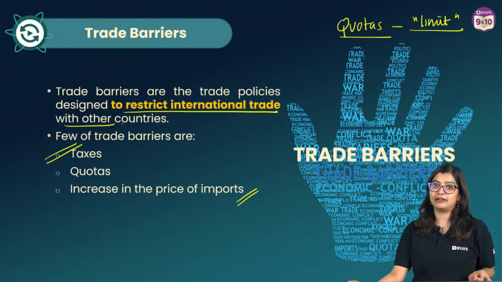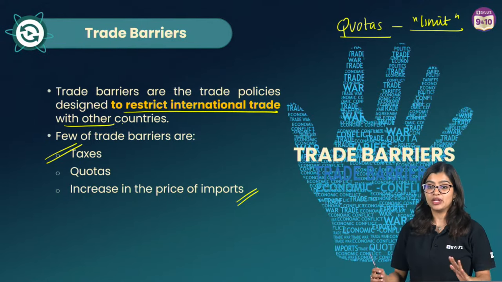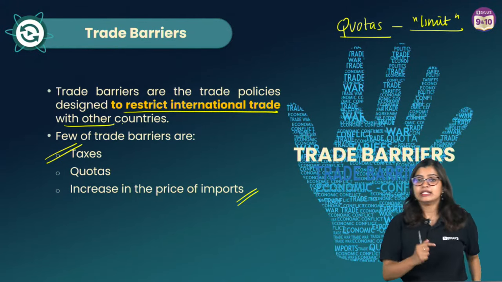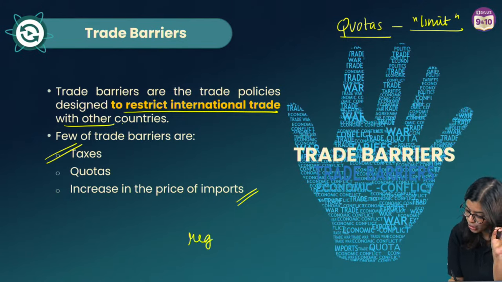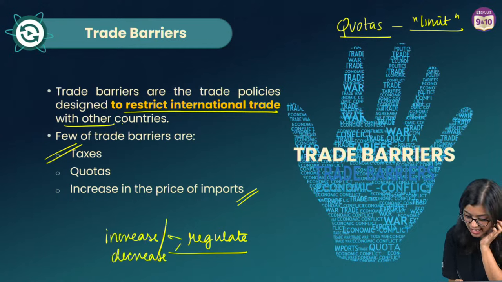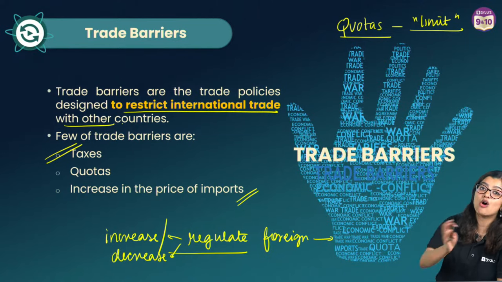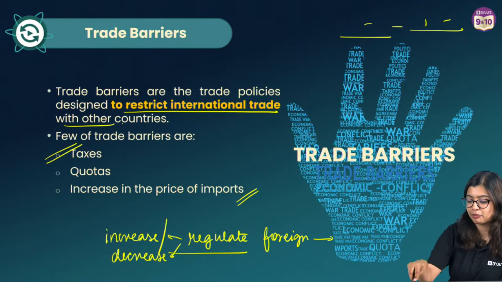Now, how can government play a role? Which is what Ankit has been asking me for a long time: ma'am, how can government control the trading that is happening? See, when there's import and export happening, the government can use these trade barriers to regulate, right? So they can either increase how much of it can come in or they can decrease it. So when I say regulate, it means to increase and decrease. So they can regulate the foreign trade that happens and thereby decide how much of each good should come in.